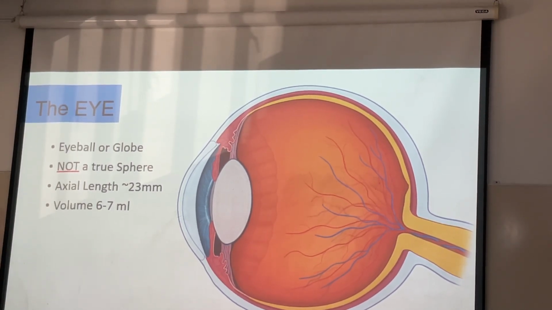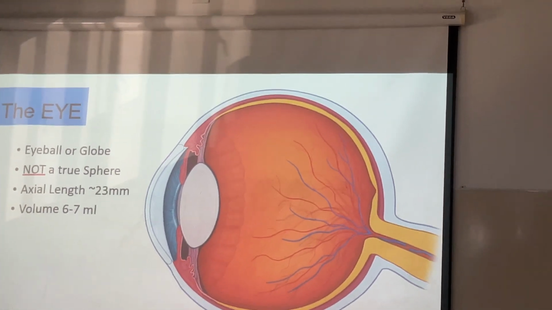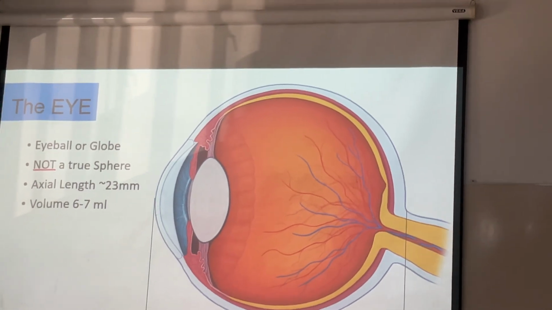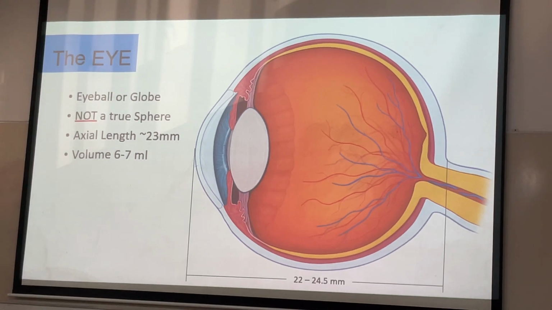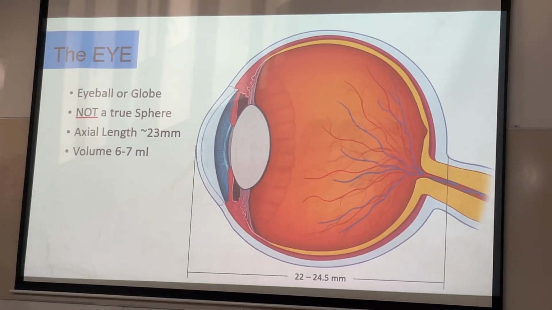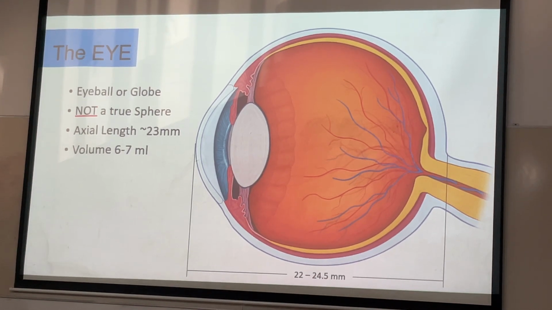So the eyeball is not a true sphere. So the axial length is about 23 millimeters, meaning the length from the anterior, from the cornea to the back part of the eye is about 22 to 24.5. No? So on average, it's 23.3. And then as mentioned, the volume is about 6 to 7 ml. No? So it's 1/5 of the volume of your orbit.